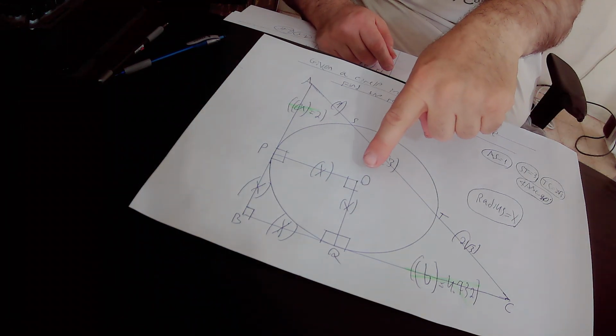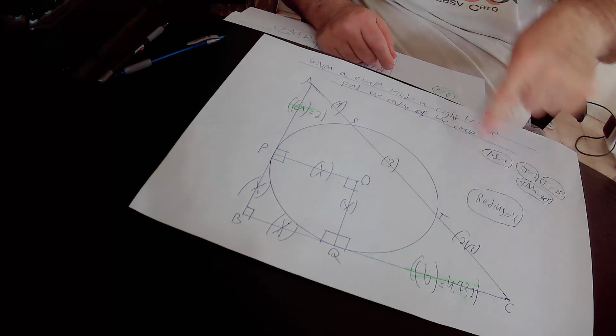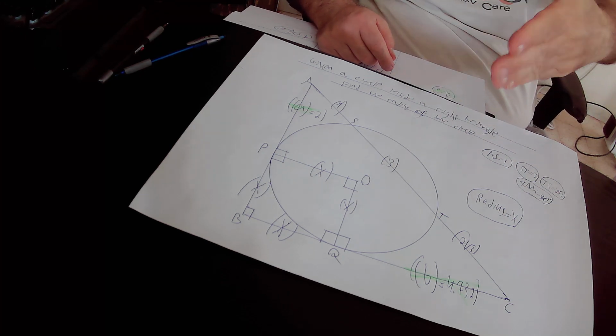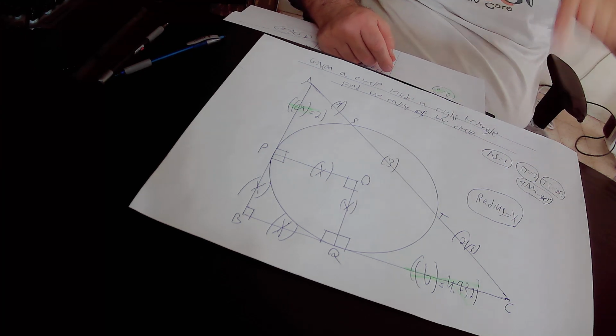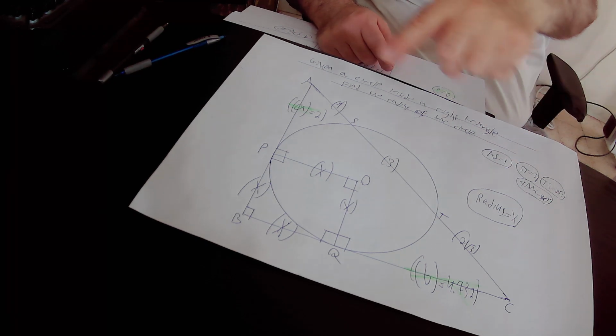So in the first step, we define the center of this circle, this point, as O, and we define the radius of this circle, the radius that we are looking for in this question, as x. So our mission is to find the value of x, that is the radius of this circle.